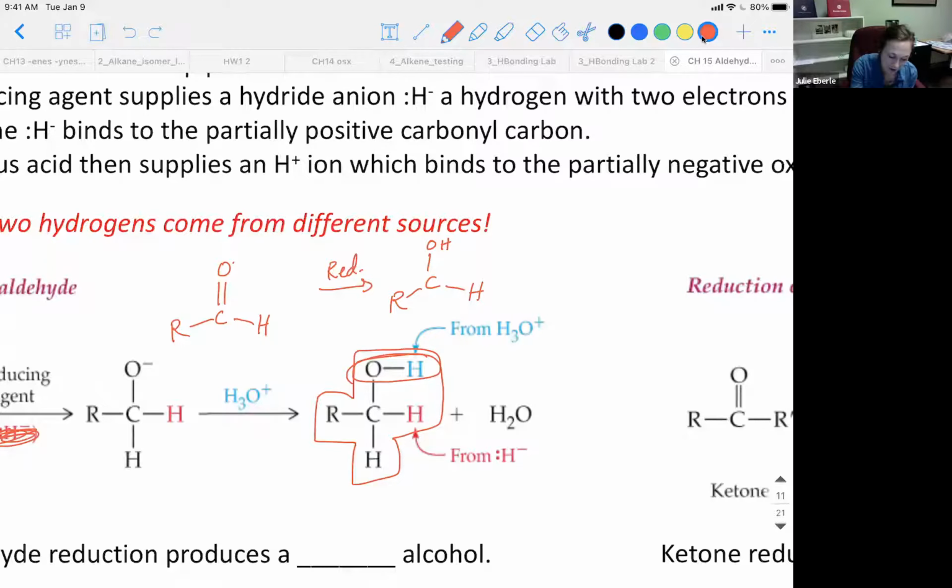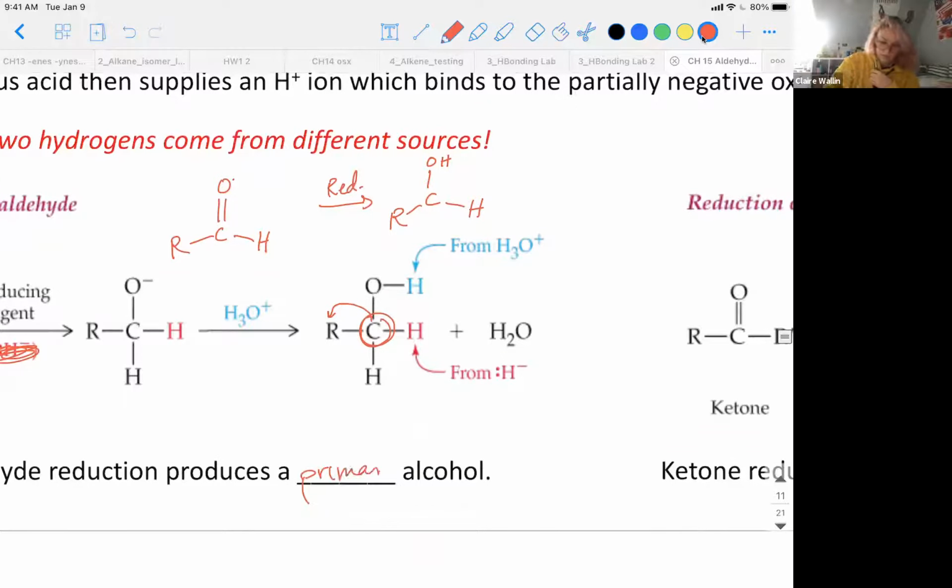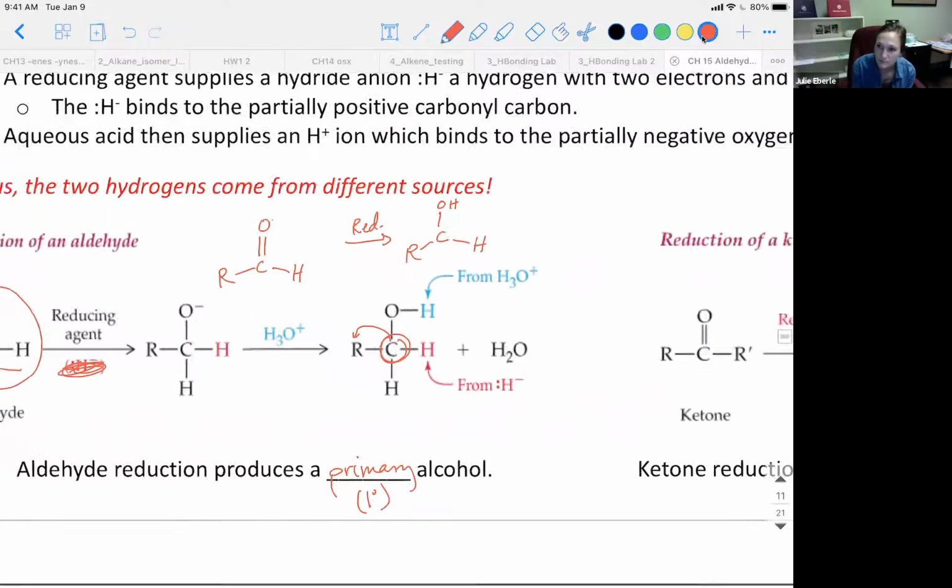To determine it, you look at how many other carbons this carbon I'm trying to label is bonded to. It's only bonded to one other carbon. This R group stands for some kind of alkyl carbon group. The rest of the bonds are to oxygen and hydrogen. So this produces a primary alcohol.